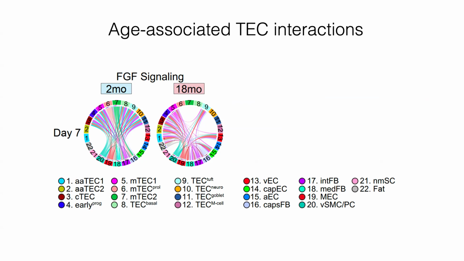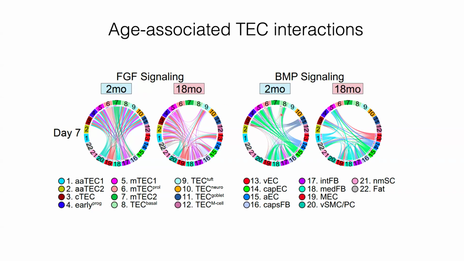With the accumulation of AATEC1 and 2, you can see now many of these arrows are driving towards AATEC1 and 2, co-opting signals that would normally be going to other conventional TEC subsets.